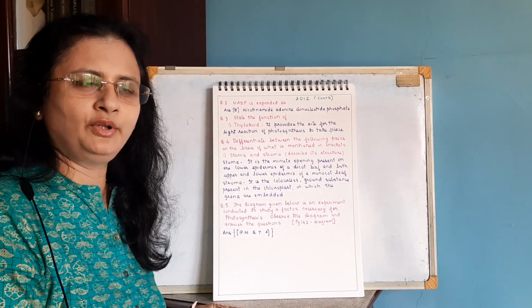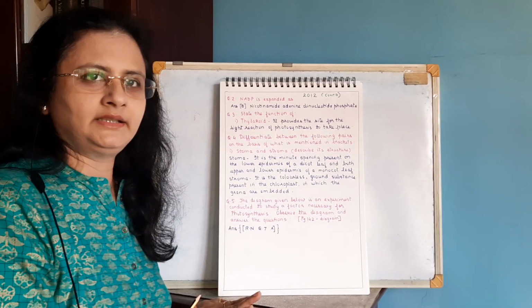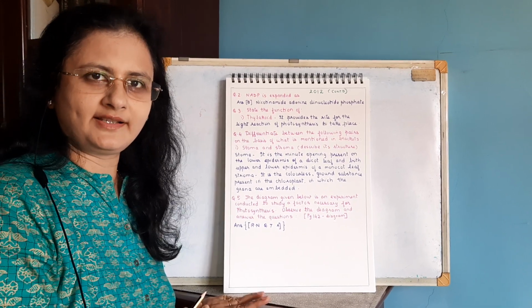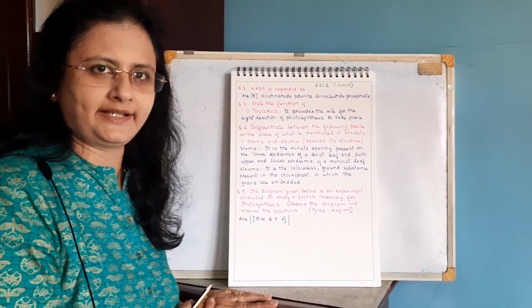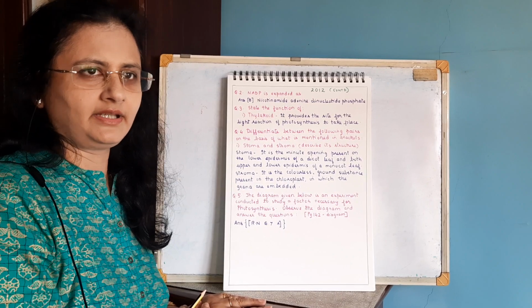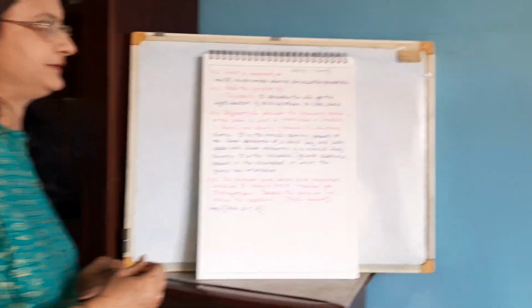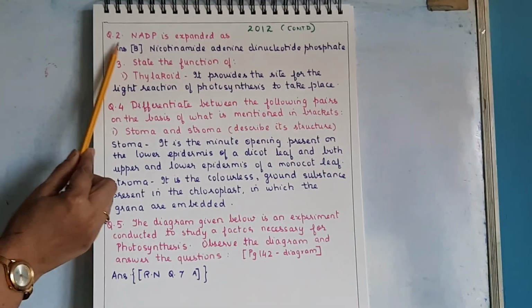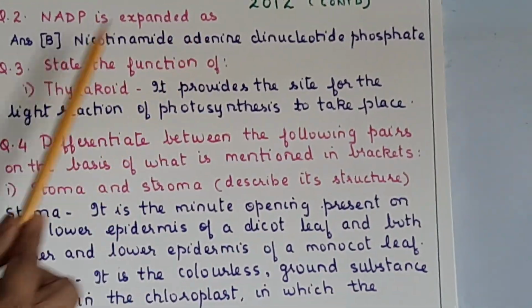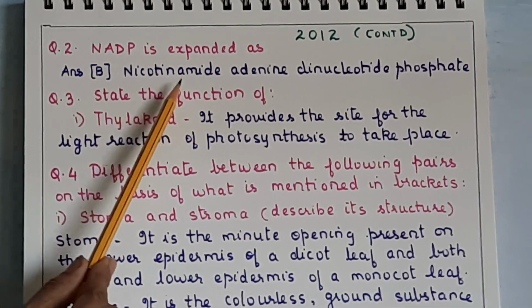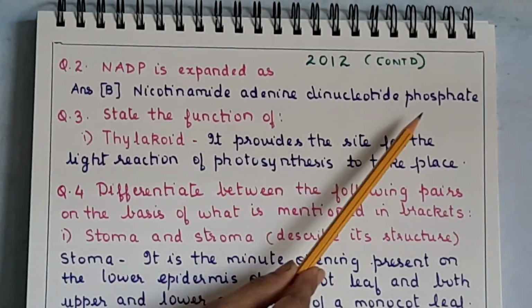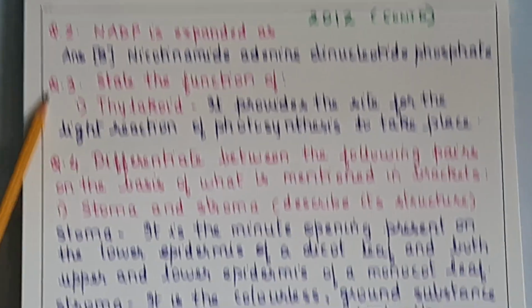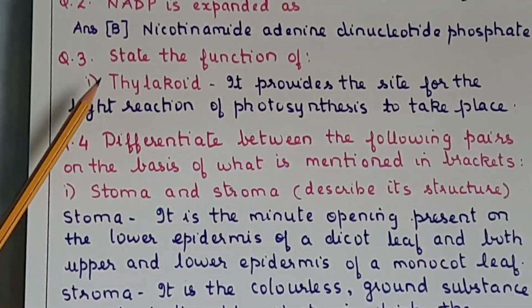Okay, so I want all of you to open to the photosynthesis chapter in the Anish tutorial textbook, to the board questions. Okay, we will continue with 2012. Now as you can see here, for question 2, NADP is expanded as, so the answer is B, nicotinamide adenine dinucleotide phosphate.